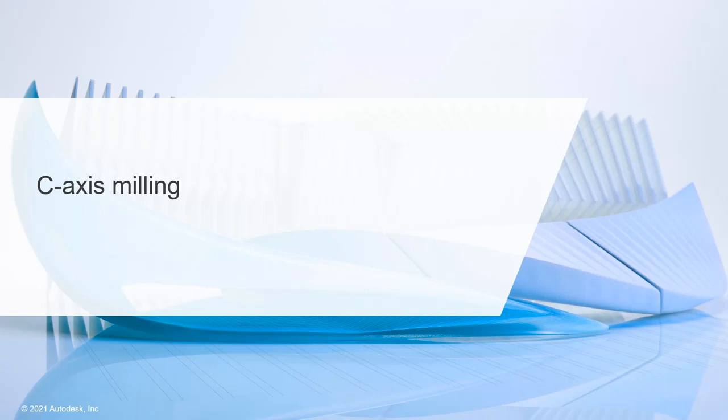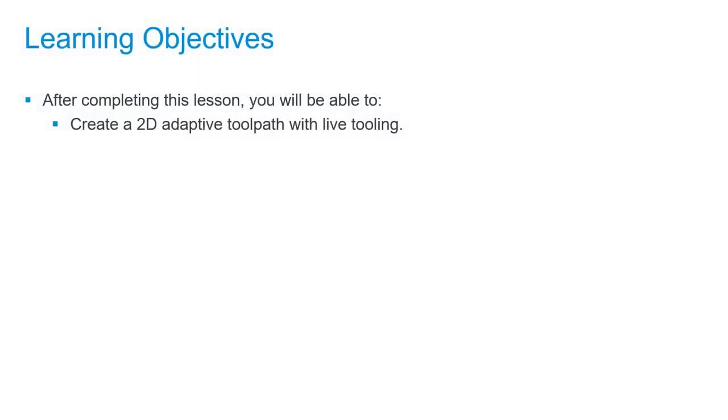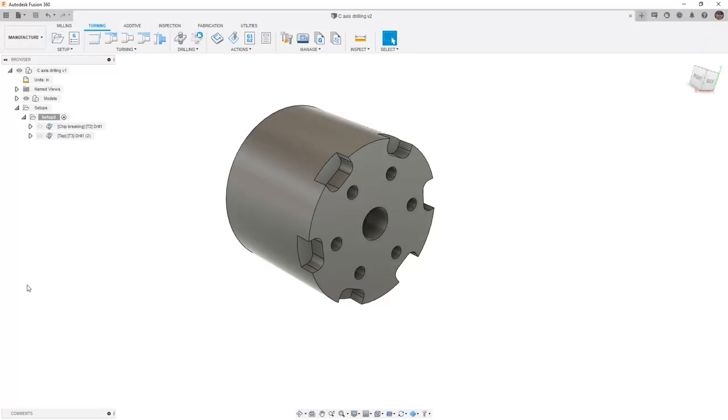In this lesson, we're going to learn about C-axis milling. After completing this lesson, you'll be able to create a 2D adaptive toolpath with live tooling. In Fusion 360, we want to carry on with our C-axis drilling example.